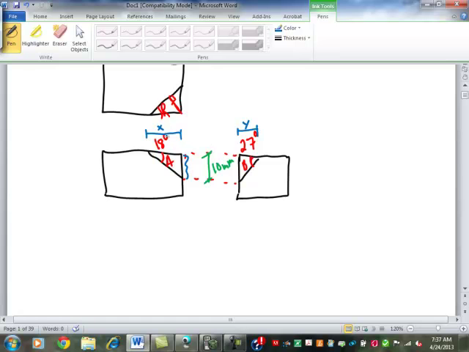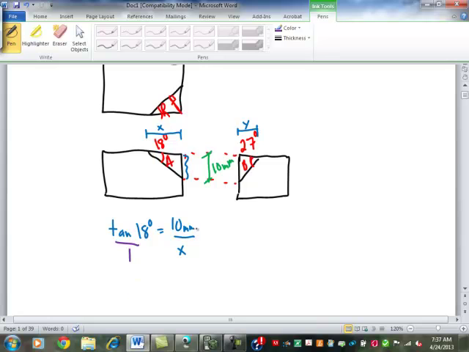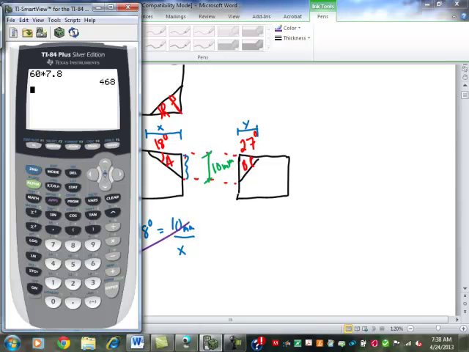So, little x here, according to angle A, is the adjacent side. The 10 millimeters would be the opposite side. We're dealing with a tangent here. We have the tangent of 18 degrees equals our opposite side, which is the 10 millimeters, over the adjacent side, which is x. So we're going to make this into a proportion, and we'll cross multiply and divide. So that means we have 10 millimeters divided by tangent of 18.